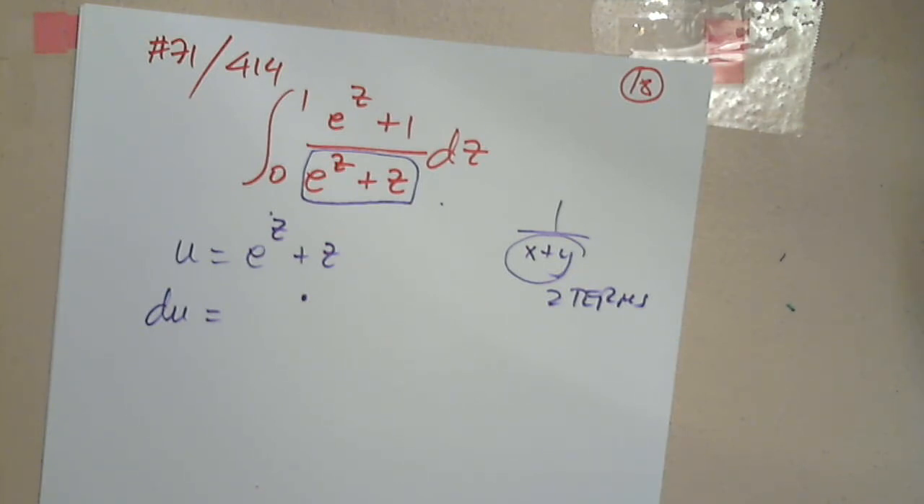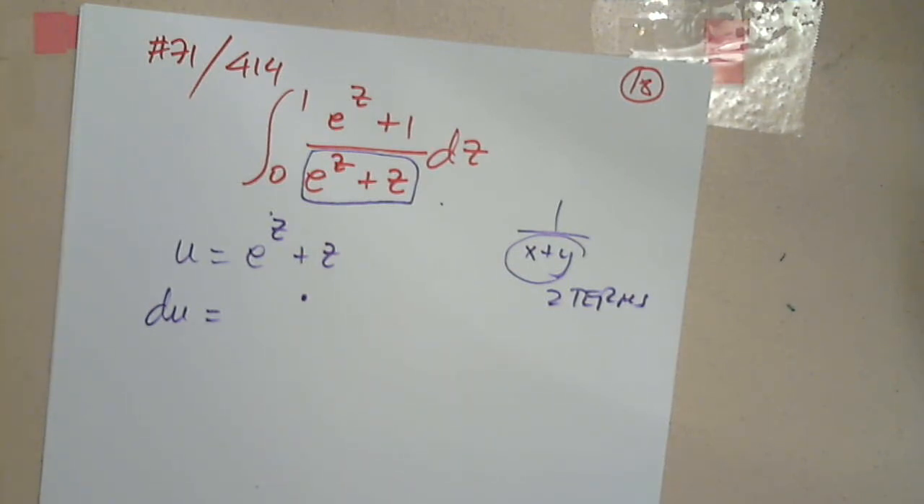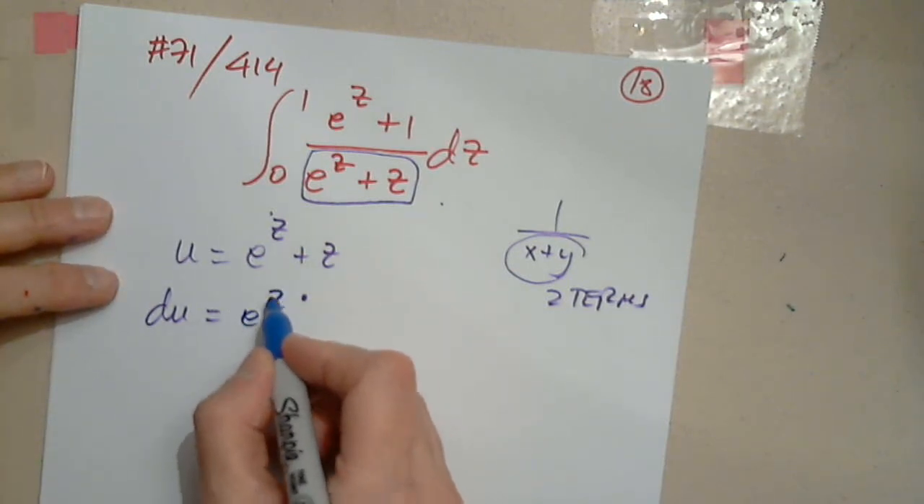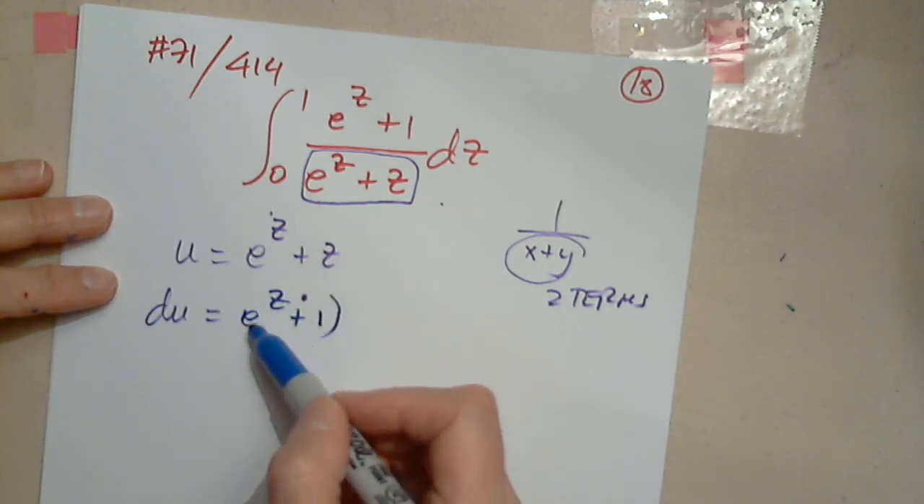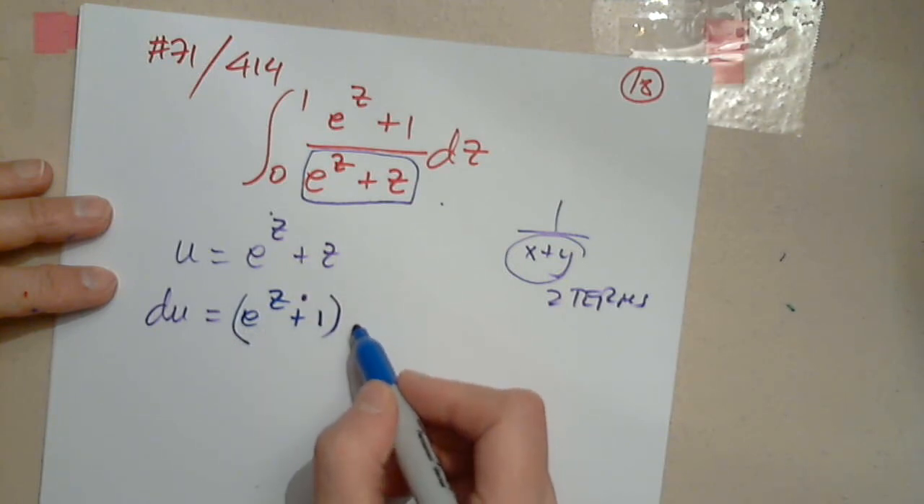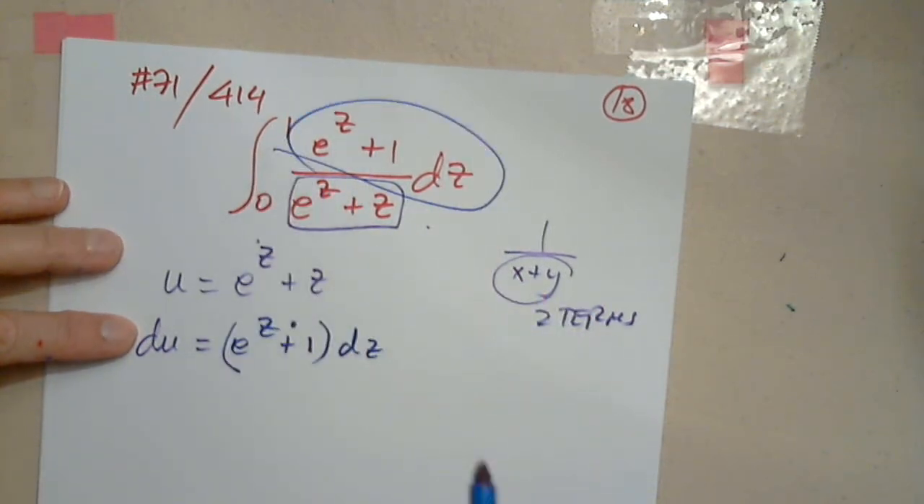Any questions? Any questions? You're asking what comes next? Yep. Oh, okay. So just tell me what is du. E to the z plus z. Plus, careful, oh, I'm sorry, 1 times dz. That's it. Here it is. I love it.